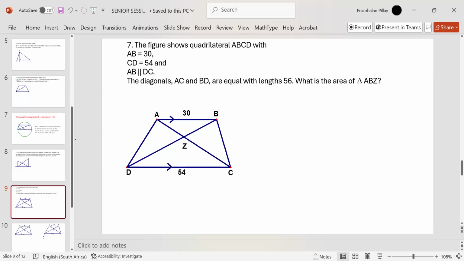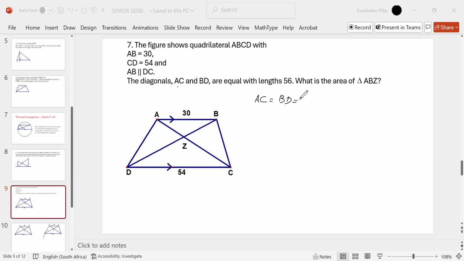The figure shows quadrilateral ABCD, and everything is there. All those lines are parallel, as you can see, and those two are there. And the question is, they say here that AC and BD, the diagonals, are equal. And it's given what they are equal to. It's 56. Okay, so what is the area of ABZ?